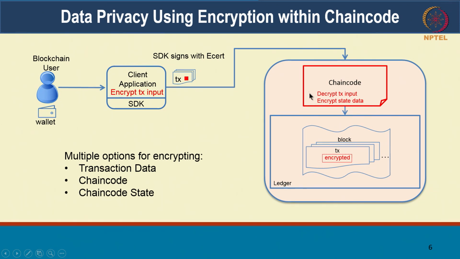Now the chain code can actually decrypt the transaction input. It can perform whatever functions it needs to perform. It will then encrypt the state data and then store it onto the blockchain. So what you will see on the block itself, on the blockchain, will only be encrypted data. So overall, this whole notion can be used to encrypt the transaction parameters. It can be used to encrypt the chain code logic itself, since the code is going to be part of a deploy transaction, right? So that can also be encrypted, and the chain code state can also be encrypted, what you're storing on the blockchain, right? So all of these are now possible with Hyperledger Fabric.